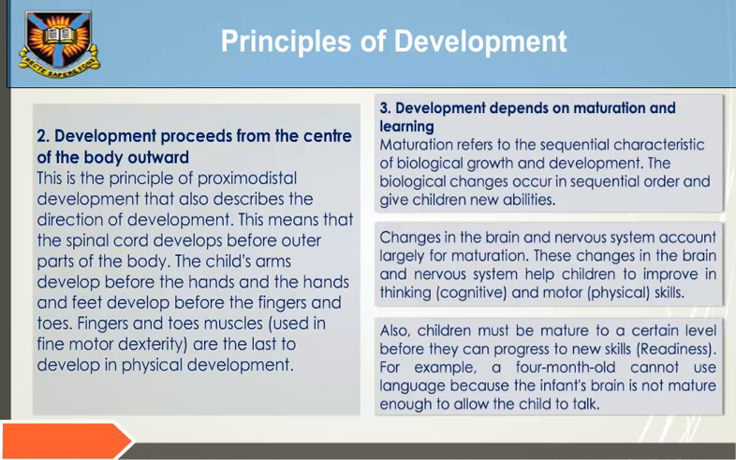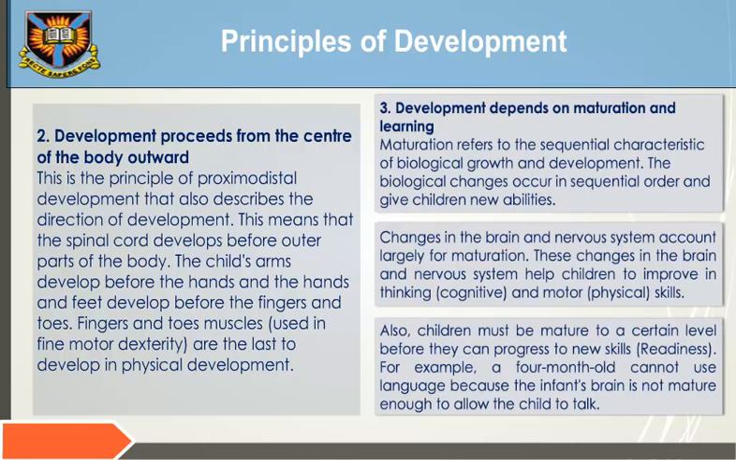3. Development depends on maturation and learning. Maturation refers to the sequential characteristic of biological growth and development. The biological changes occur in sequential order and give children new abilities. Changes in the brain and nervous system account largely for maturation. These changes help children to improve in thinking, cognitive, and motor physical skills. Also, children must be mature to a certain level before they can progress to new skills, called readiness.